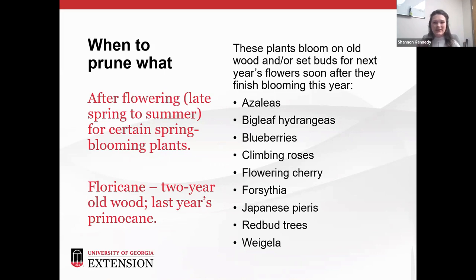So the plants in this list are ones that you usually see blooming in spring, and you want to wait until the blossoms have faded. Keep in mind that hydrangeas are kind of split into two groups. There are hydrangeas that will bloom on new growth, and there are hydrangeas like big leaf hydrangeas that will bloom on old growth. So know what type you have and research it before you take pruning shears to the plant. And yeah, the floricane is the previous year's growth. You'll sometimes hear these plants referred to as that, or this part of the plant.